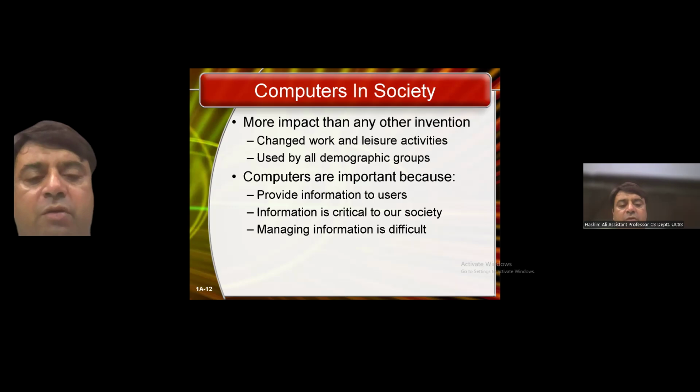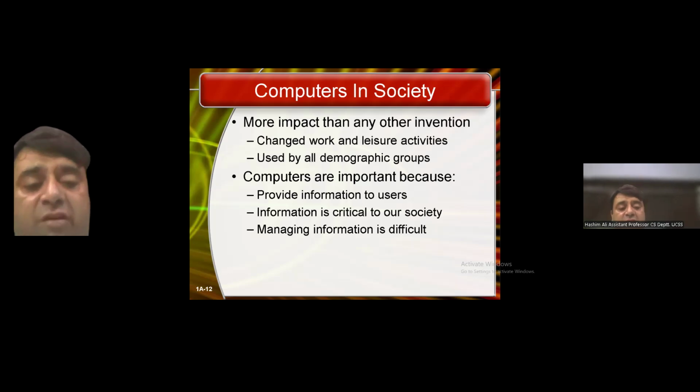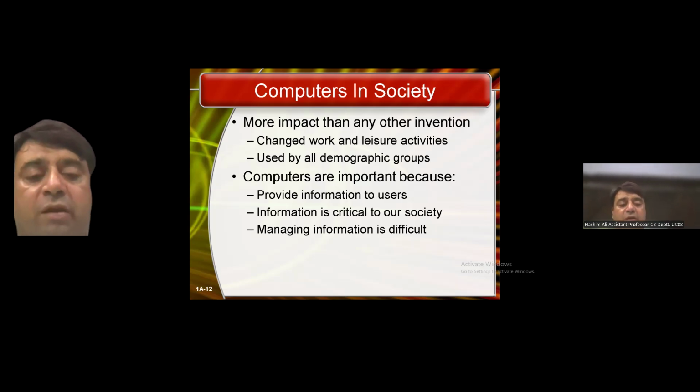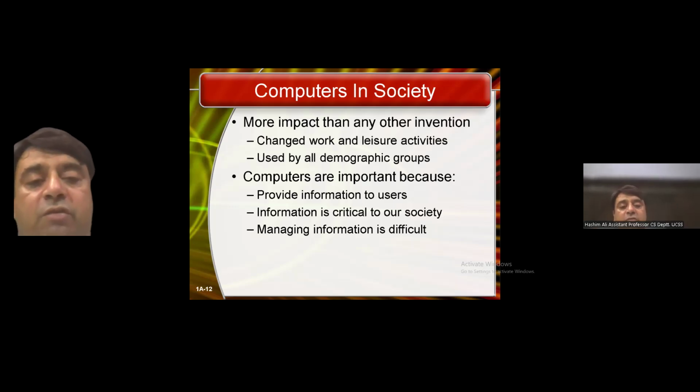Computers are also important because they provide lots of information to users. The simplest form of information given to us is the use of Google. Nowadays we are using ChatGPT. These all are providing us the information, and this is because of the involvement of the computer. Information is critical to our society because with this information we can gain different sorts of knowledge, and that knowledge can be helpful in designing or decision making. Managing information earlier was difficult, but with the involvement of computers, this management of information has become easier.